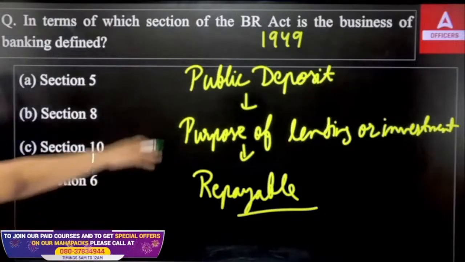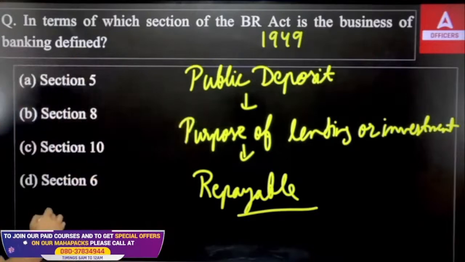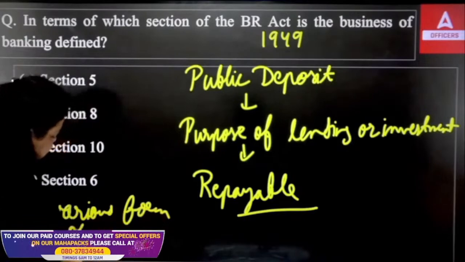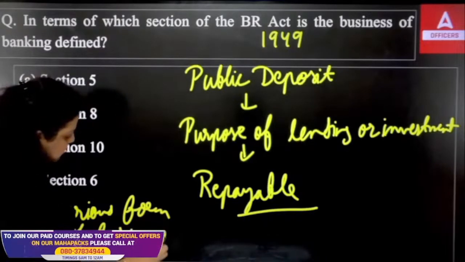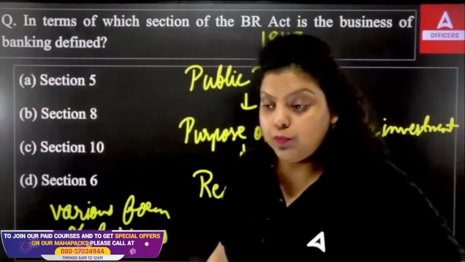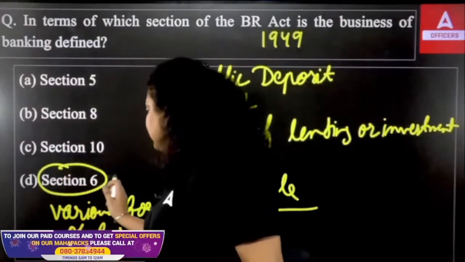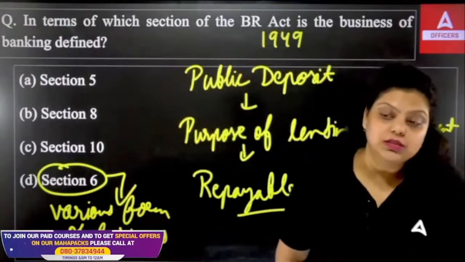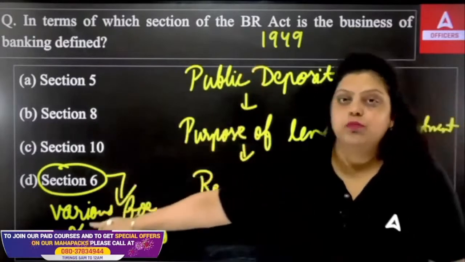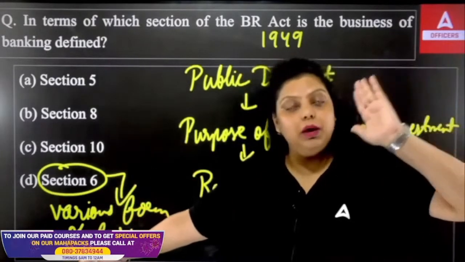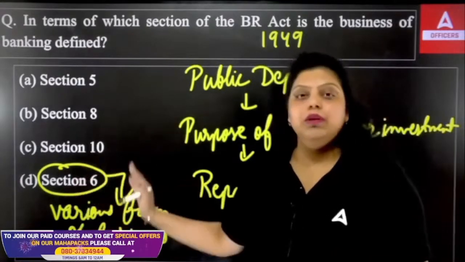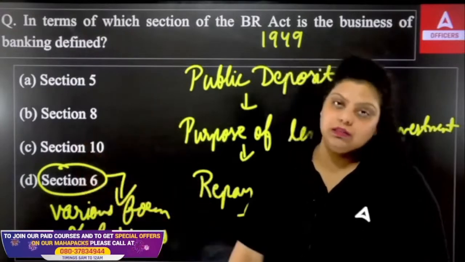Now these are the business of banking. But apart from that, various forms of business are provided by banks. Banks are not only providing these services, they are providing more than these. The various forms of business that a bank performs are defined under section 6 of the same Act, the Banking Regulation Act, like providing demat accounts, insurance policies, mutual funds, etc.